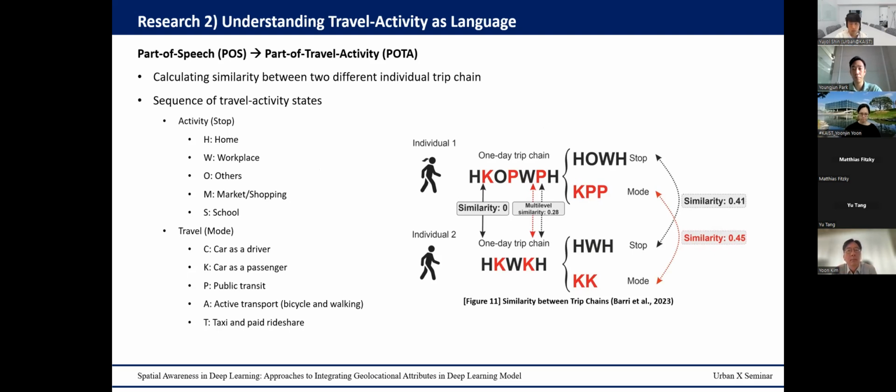We already have some travel activity states, such as home or workplace or other places, and travel modes. So we can generate some serial text. So we could adapt some part of speech tagging technique, or we could adapt some sequential embedding techniques. So it might be helpful. It is the argument for the second research, the ACSP paper.